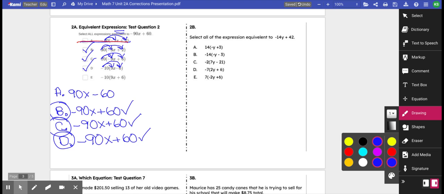We could possibly. So for E, we have to do the same thing. We have to distribute that negative 10. So negative 10 times 9x is negative 90x. Okay, so it's starting out correct. And then negative 10 times positive 6, that's where it changes. That is actually a negative 60. So A and E aren't correct answers. So the ones that are correct are B, C, and D.